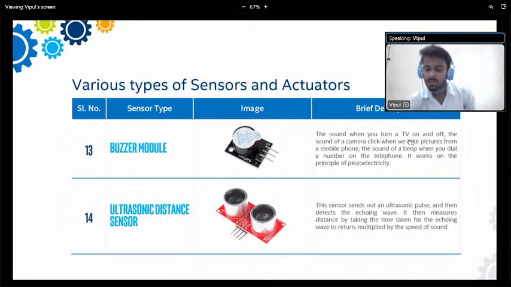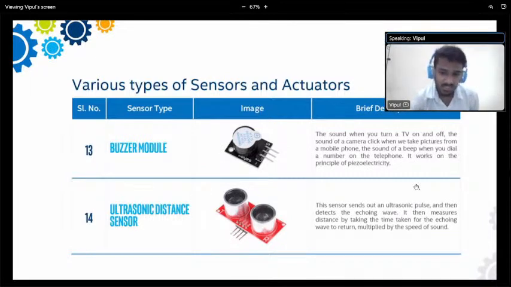The sound when you turn the TV on and off, the sound of the camera click when we take pictures from mobile phones, and the sound of the beep when you dial the number on telephones. These are some of the applications they have mentioned. It uses the piezoelectricity principle.